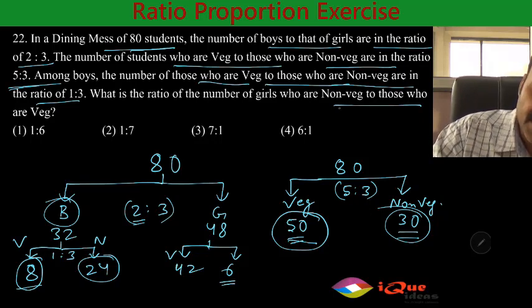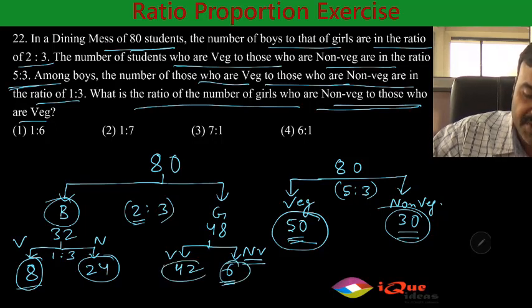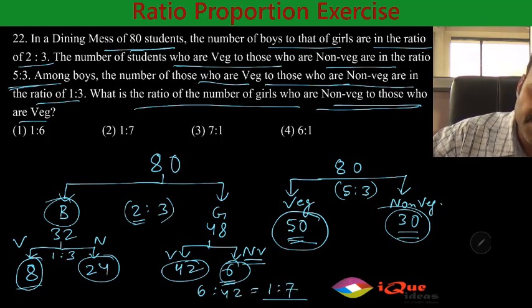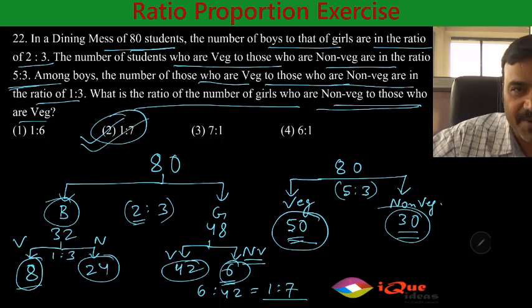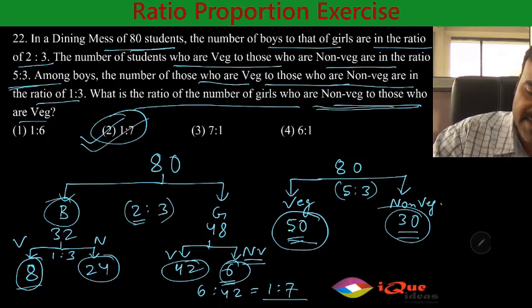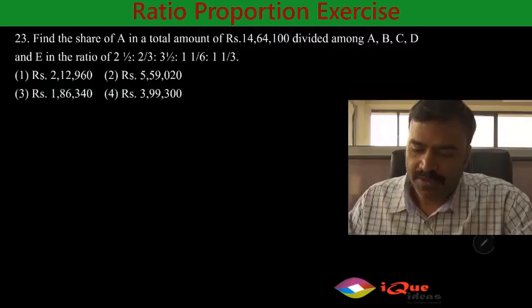Now what is the question? The ratio of the number of girls who are non-veg to those who are veg. Opposite, right? So non-veg girls is 6 and veg girls 42. So it is 6 is to 42. That is 1 is to 7. So the answer is 1 is to 7, right? Be careful, not 7 is to 1. Okay? Because the order asked in the end is different from the order given in the beginning. Okay? Let's go ahead. Next one.